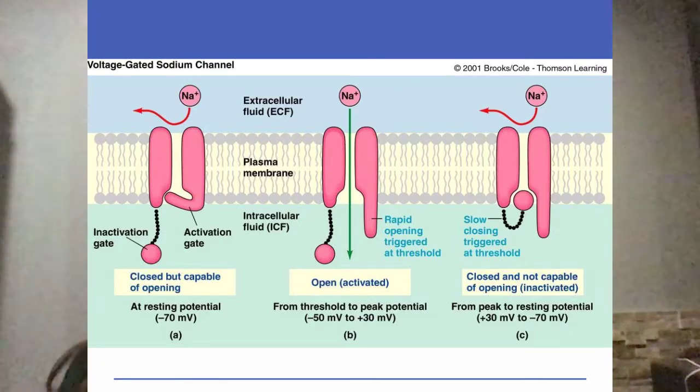Okay? So one thing to remember is that this sequence of events with this voltage-gated sodium channel is happening during the depolarization phase of that graph. Later on, we're going to layer these gates with the graph. So don't worry about it if you're not seeing it yet.